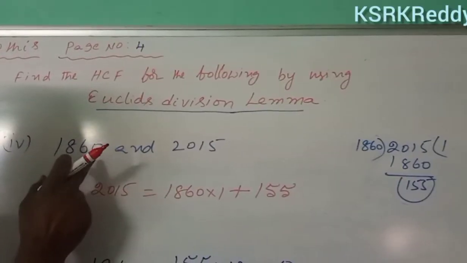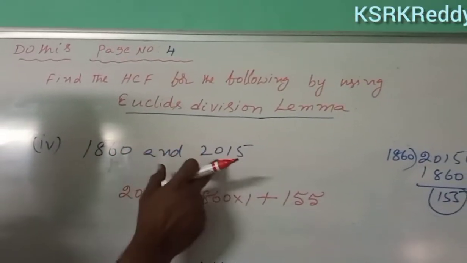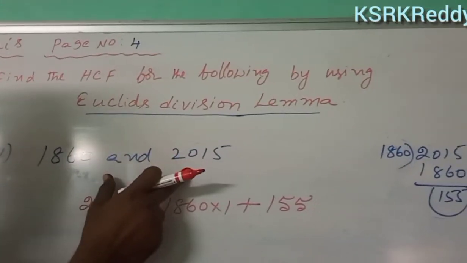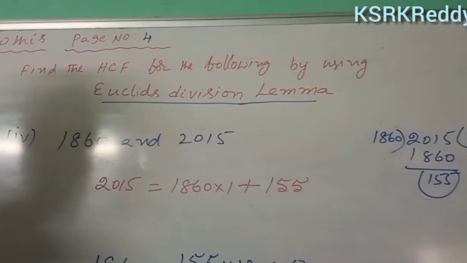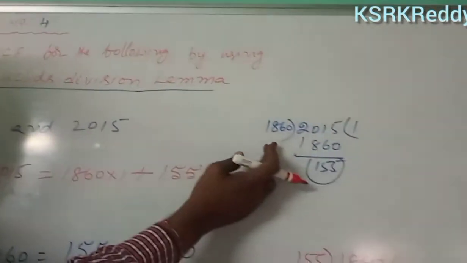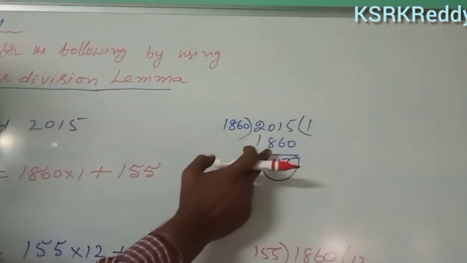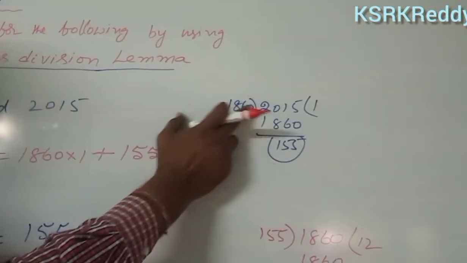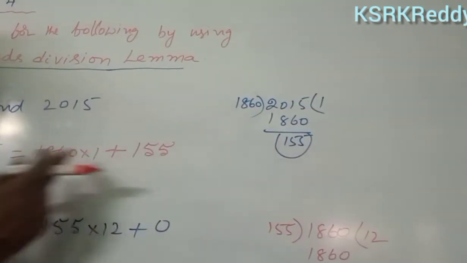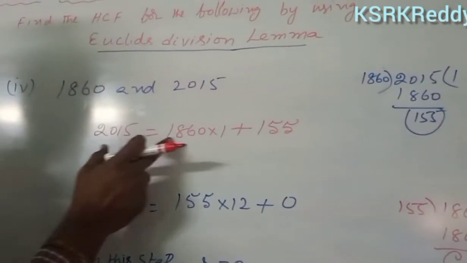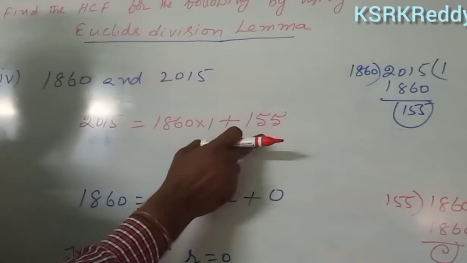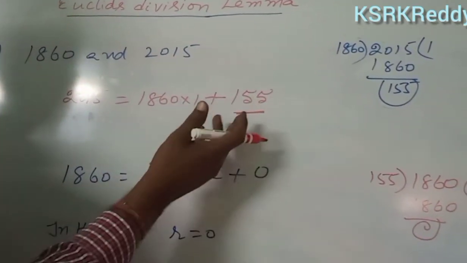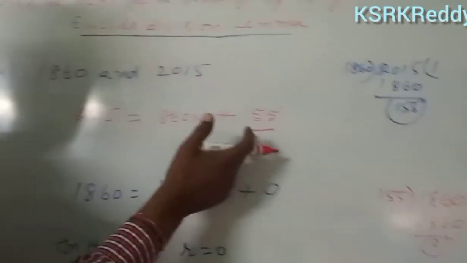Find the HCF of 1860 and 2015 by using Euclid division lemma. Normal division: 1860 goes into 2015 how many times? One time. What is the remainder? 155. So dividend equals divisor into quotient plus remainder: 2015 is equal to 1860 into 1 plus 155. Here the R value is 155. R is not equal to 0.